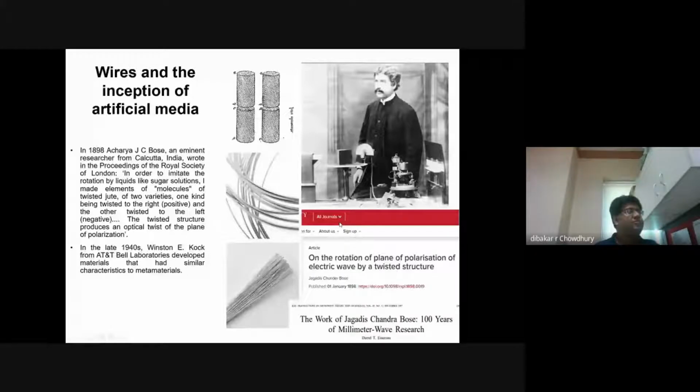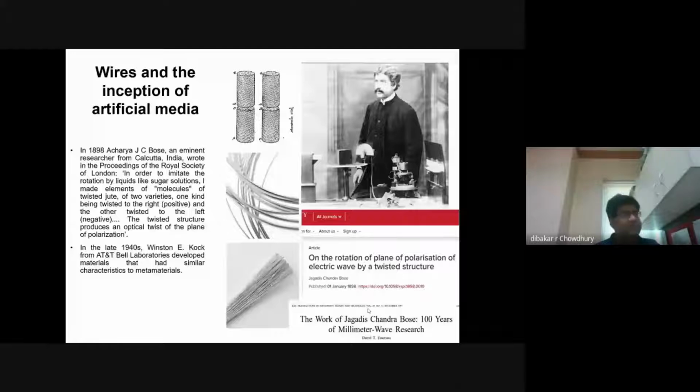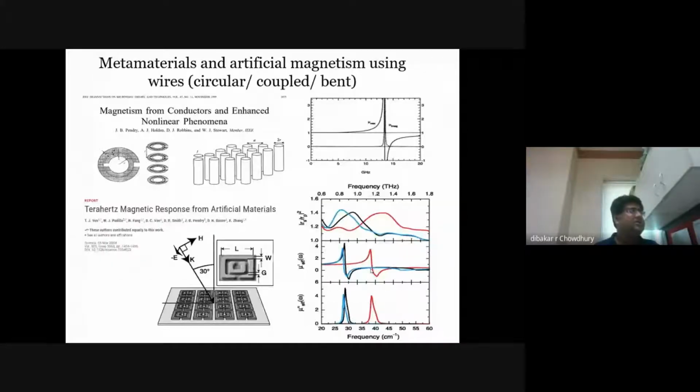And IEEE recently, at the 100 years, that is somewhere in the end of the last century, they actually acknowledged that Jagdish Bose's work, which was done 100 years back, was the pioneering work, and that started this millimeter research. And in a way, it acknowledged the inception of artificial media. Nevertheless, with this history, now let us see what has happened in the last 15-20 years in this metamaterial.